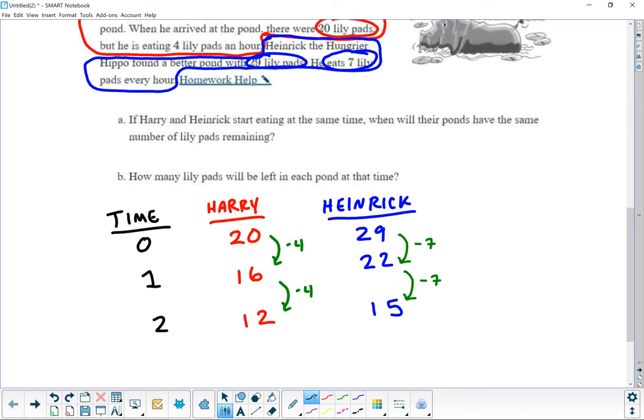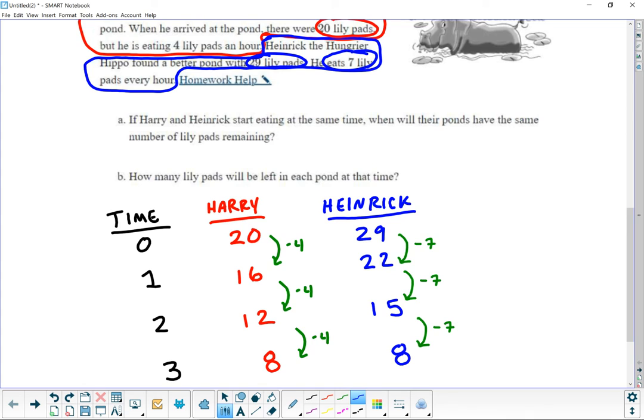Okay, so not quite the same yet. So we're going to go another hour, so 3 hours. We're going to do another minus 4 at the 3rd hour, and another minus 7 at the 3rd hour for Heinrich. So 12 minus 4 is going to give me 8. So that's where the 3rd hour is going to be. And 15 minus 7, hey, that's going to give me 8 also. Okay, so at 3 hours, they'll both have the same amount of lily pads.